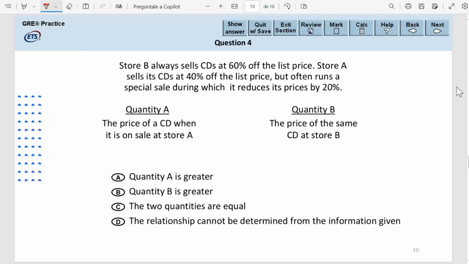It says Store B always sells CDs at 60% off the list price. Store A sells its CDs at 40% off the list price, but often runs a special sale during which it reduces its prices by 20%. Okay, let's not look at quantities A and B yet. From the text, would you gather that the list price mentioned in these statements is the same?